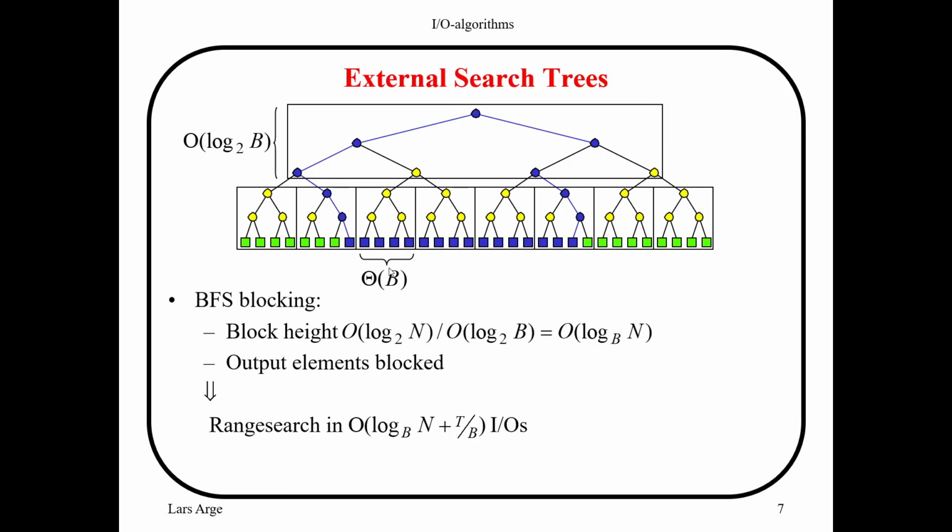And we can also do range search with the same idea, because all the leaves are essentially in blocks very densely compacted. In other words, roughly b consecutive leaves are in the same block, so we can get this bound. So this is all very easy.